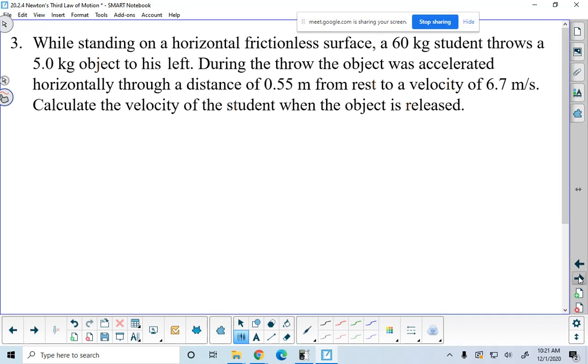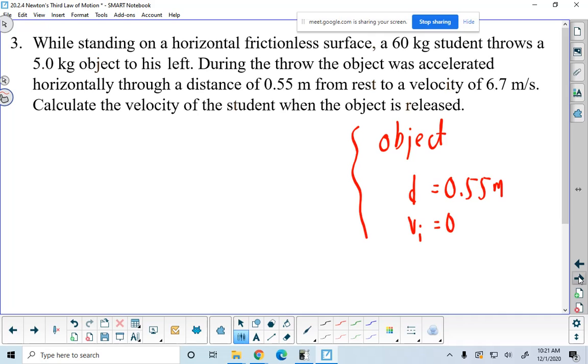So let's break this down. We've got a 60 kilogram student and a 5 kilogram object. The object is accelerated through a distance. So this is the acceleration or the kinematics of the object. It experiences a distance of 0.55 meters from rest to a final velocity of 6.7 meters per second. And what we want to determine is the velocity of the student when it's released.